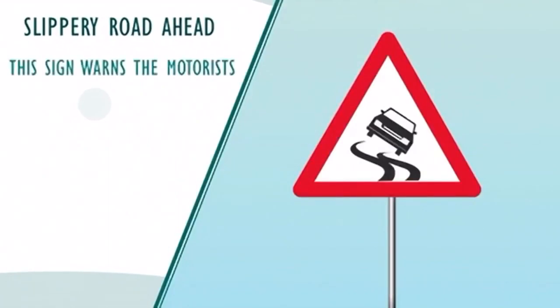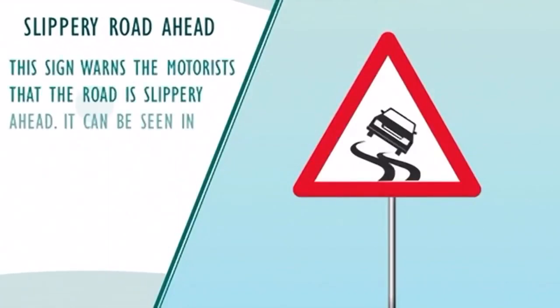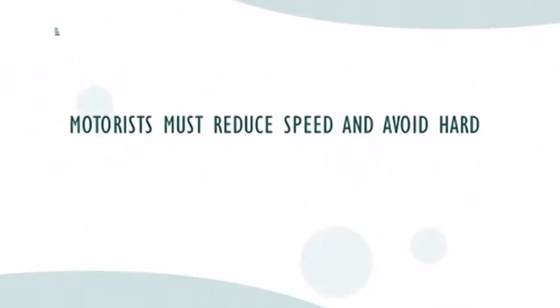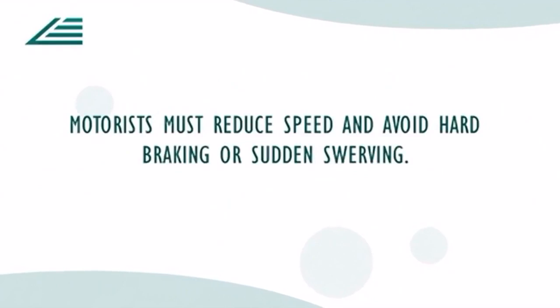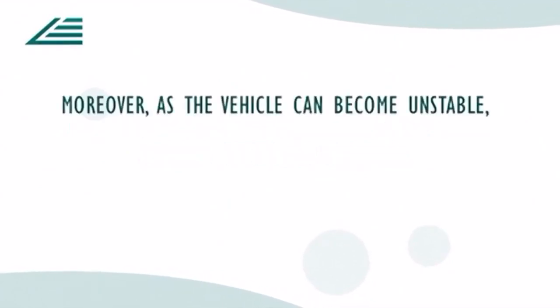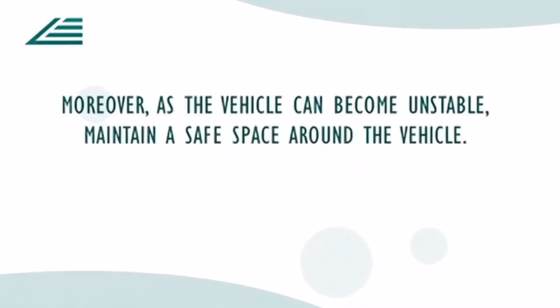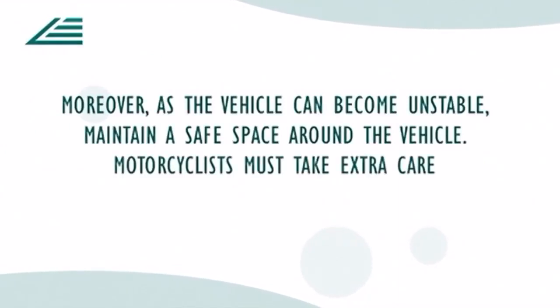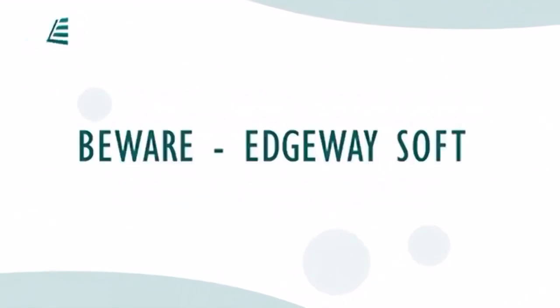This sign warns the motorists that the road is slippery ahead. It can be seen in hilly areas and near creeks. Motorists must reduce speed and avoid hard braking or sudden swerving. Moreover, as the vehicle can become unstable, maintain a safe space around the vehicle. Motorcyclists must take extra care because they are on two wheels.